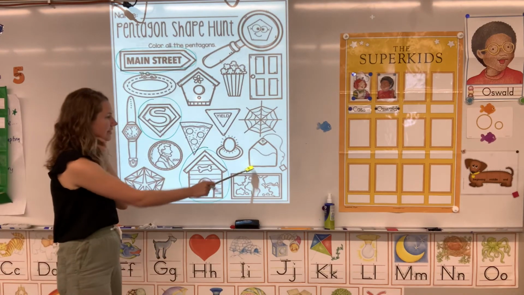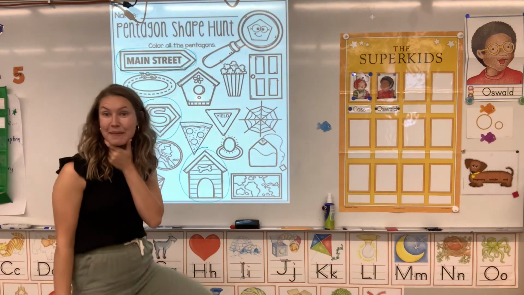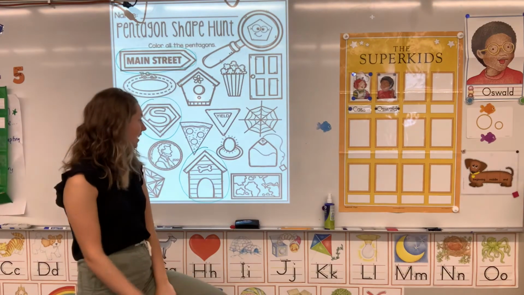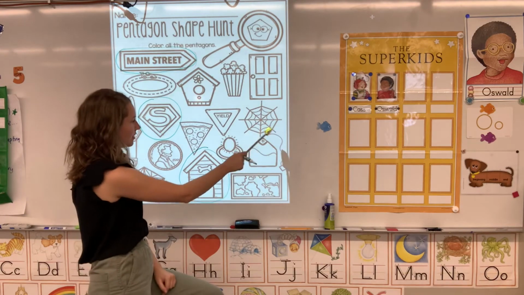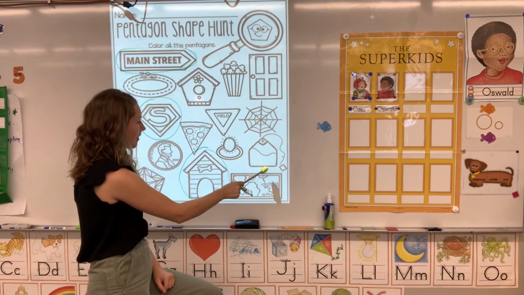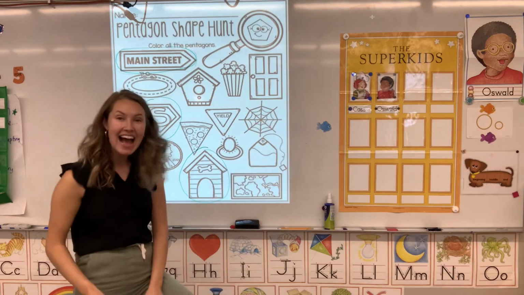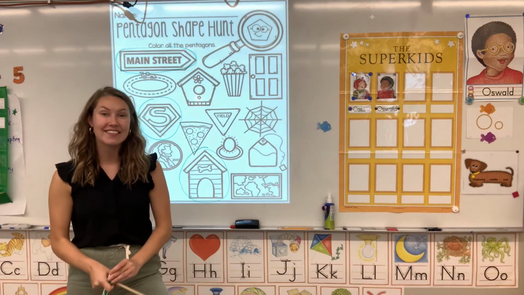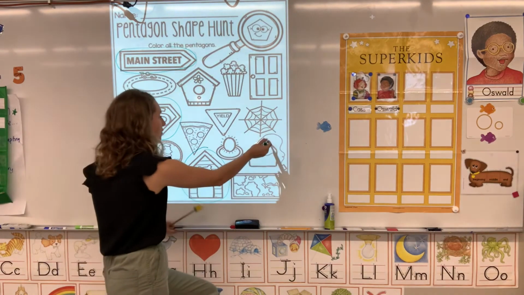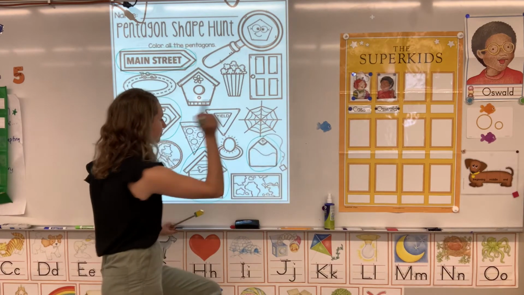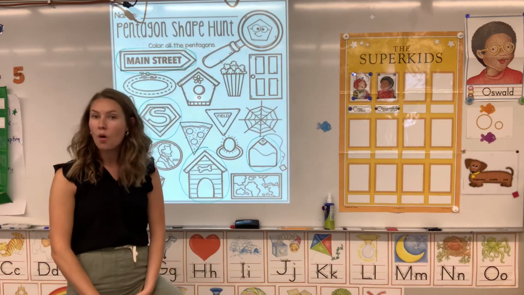What about this tea bag? Ooh, I love to make tea using tea bags. Let's count the sides. 1, 2, 3, 4, 5. 5 sides. So that is a pentagon, and we're going to circle it. What else?